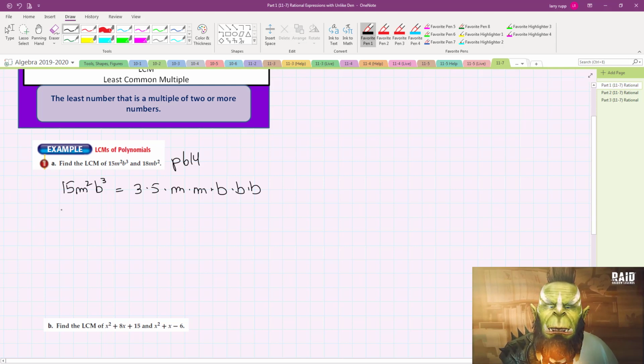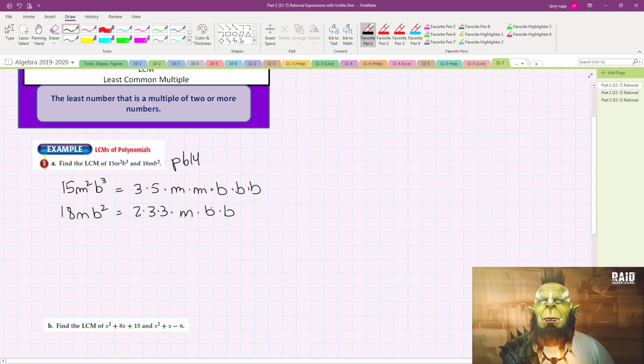For the 18mb squared, we have 2 times 3 times 3 times m times b and b. So these are the prime factors of each of these expressions. Now to find the least common multiple, you use each prime factor the greatest number of times that it appears in any of these factorizations. So what does that mean?